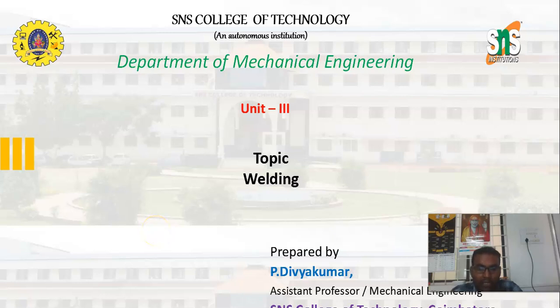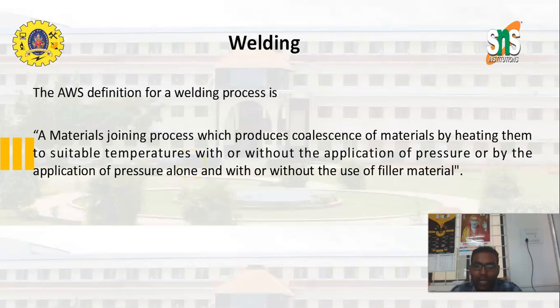In this video lecture series, we are going to discuss welding and its types. First, we are going to discuss what welding is. It is a material joining process which produces coalescence of materials by heating them to a suitable temperature, with or without the application of pressure, or by the application of pressure alone, and with or without the use of filler material.